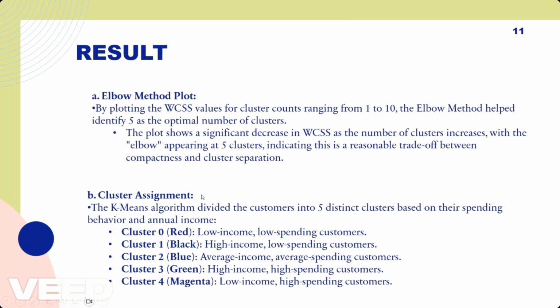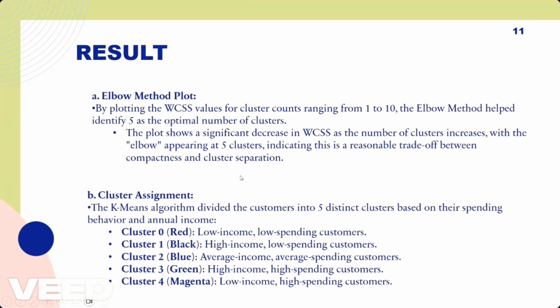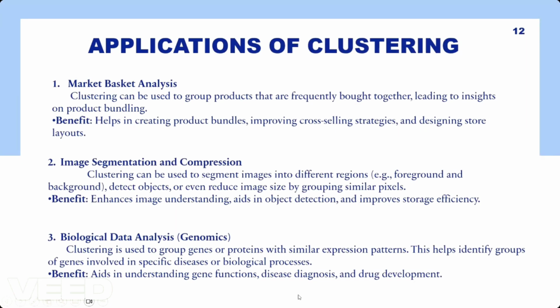And cluster assignment. The k-means algorithm divides the customers into 5 distinct clusters based on their spending behavior. Cluster 0 is low income and low spending customers. For black, cluster 1, high income and low spending; blue, average income and average spending customers; cluster 3, high income and high spending customers; and cluster 4, low income and low spending customers.